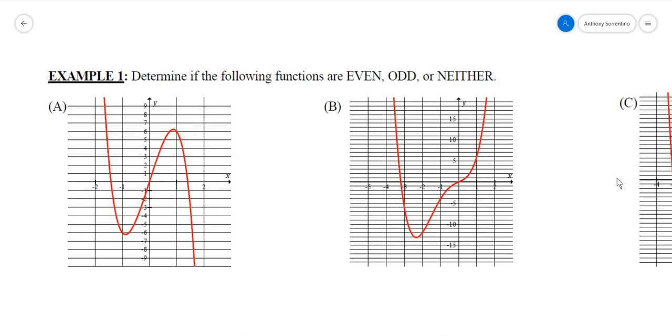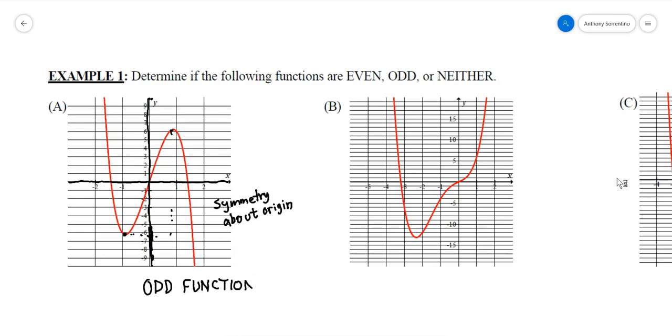Here, the axes are kind of hard to see. So there's the axis, and if I look at this point down here, I can imagine doing a mirror image of it over here, and then a mirror image of that over here, and that's pretty much true for all the points. This is showing symmetry about the origin. And with symmetry about the origin, it's an odd function. So it's an odd function because it has symmetry about the origin.